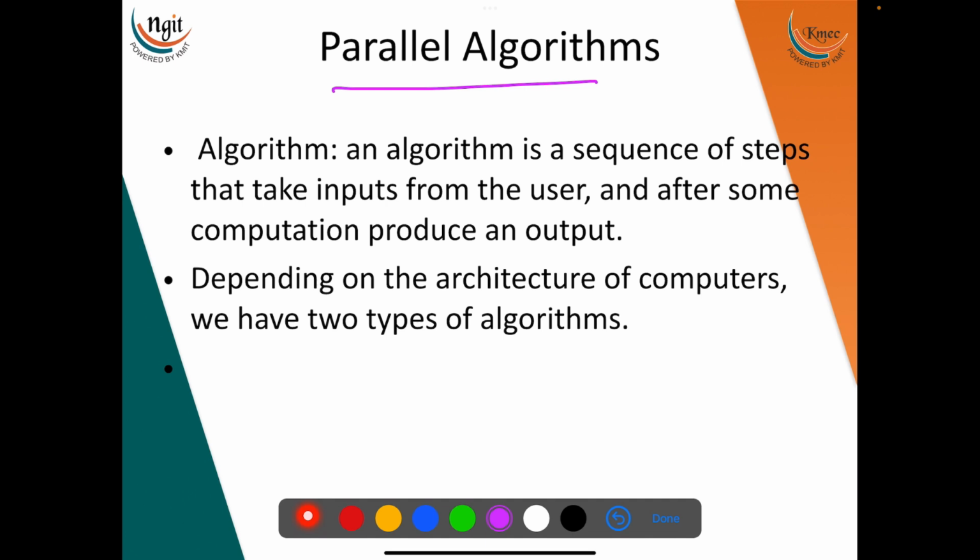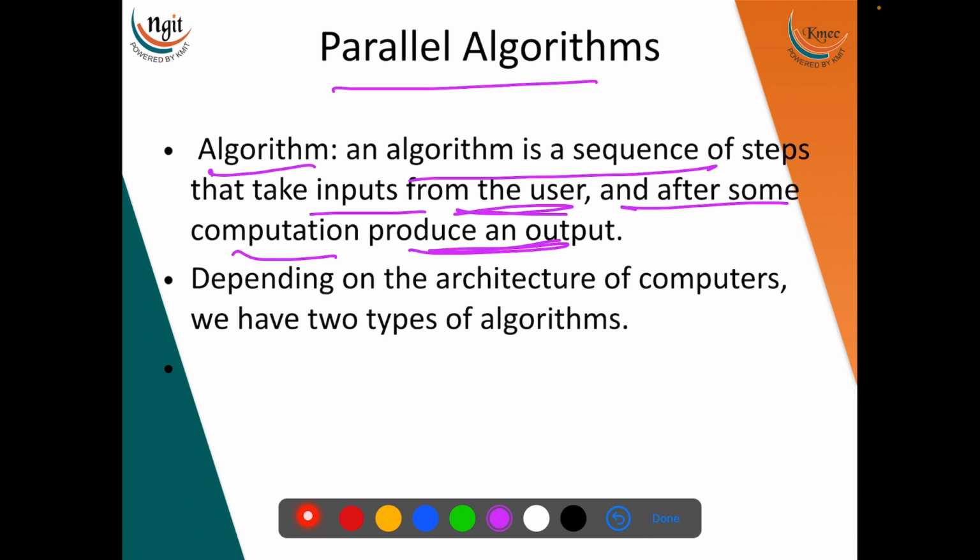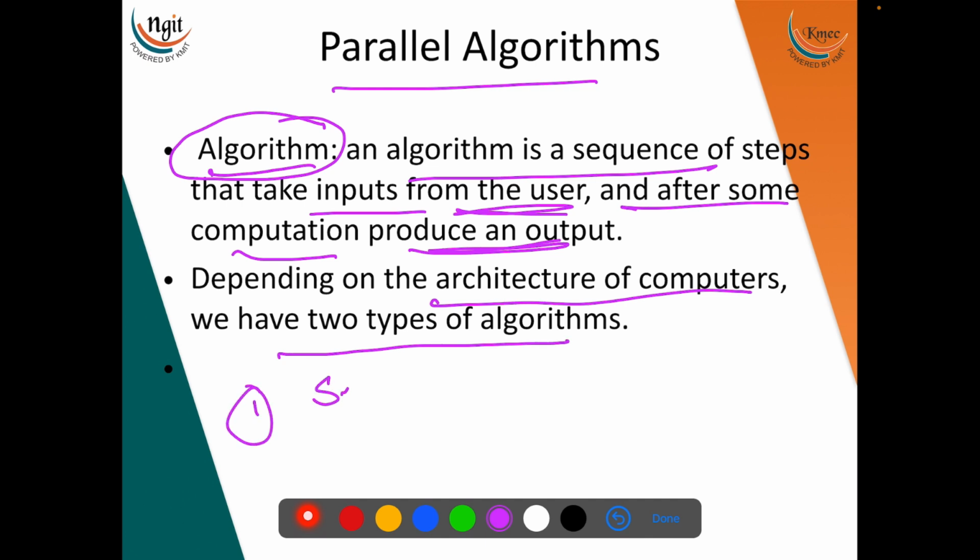What is a parallel algorithm? Before we talk about parallel algorithms, let's talk about what an algorithm is. An algorithm is a sequence of steps that takes inputs from the user, and after some computation process it will produce an output. This is the general algorithm definition. How many ways can I write an algorithm? It depends upon the architecture of computers. Depending upon the architecture of computers, we can write algorithms in two ways. One way is the sequential algorithm. The second way is the parallel algorithm.